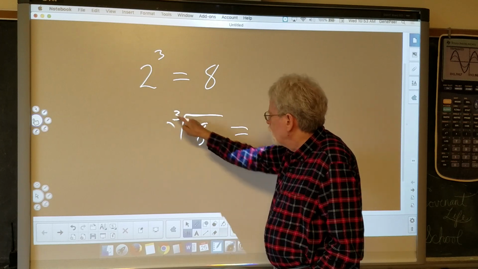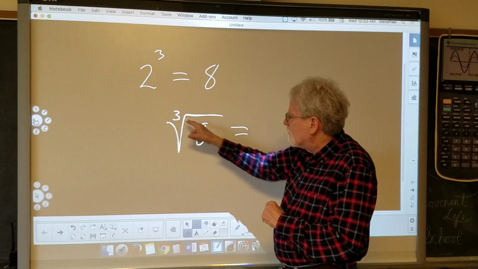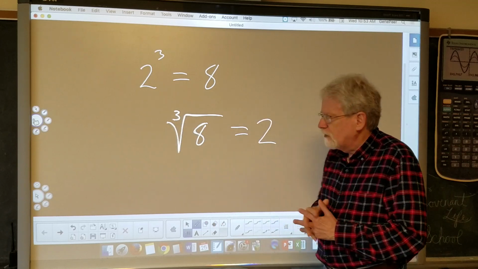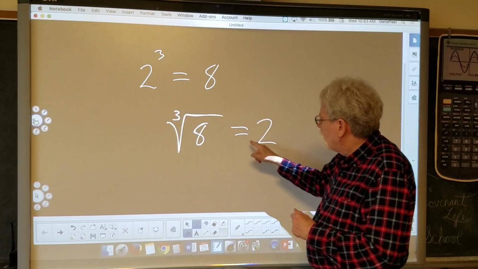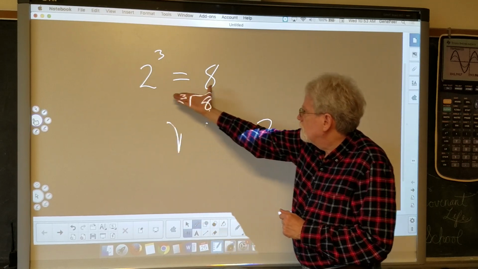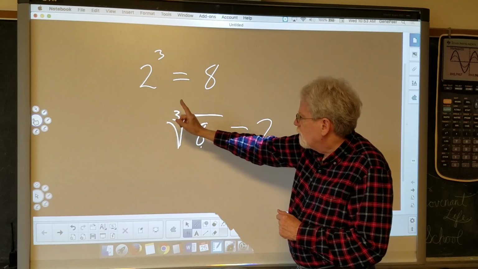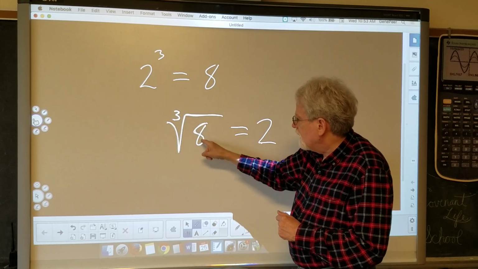So what's the cubed root of 8? It's asking the question, what do I multiply by itself 3 times to get 8? That would be 2. Why? Because 2 to the third power is 8. So the cubed root, or cube root, of 8 is 2.